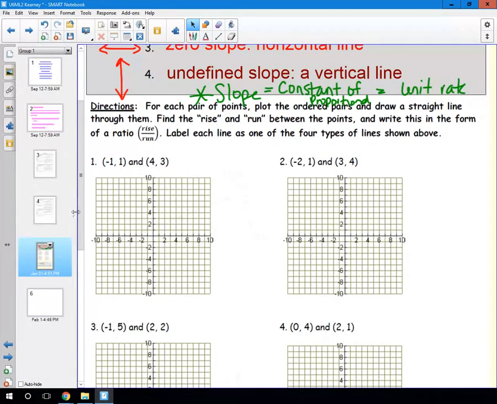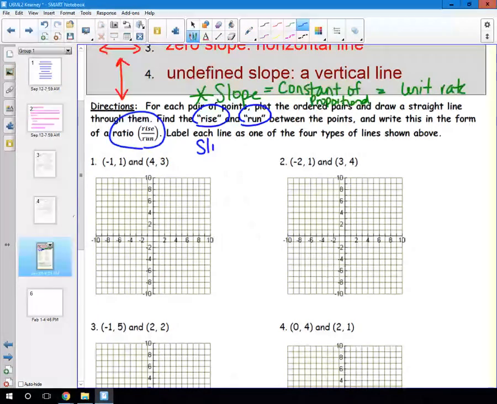After you connect them, I want you to find the slope. You find the slope by finding the rise and the run between the points, and then writing it as a ratio of rise over run. Slope is essentially a ratio comparing the rise to the run. We want to know how steep the line is, and you determine how steep a line is by comparing how far it rises up compared to how far it runs.